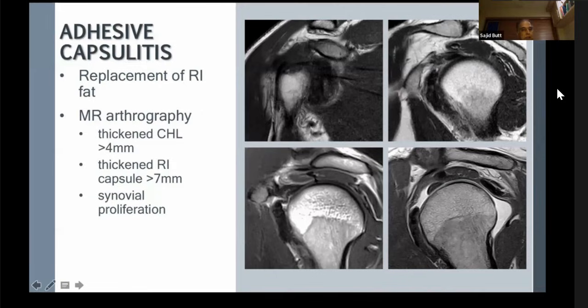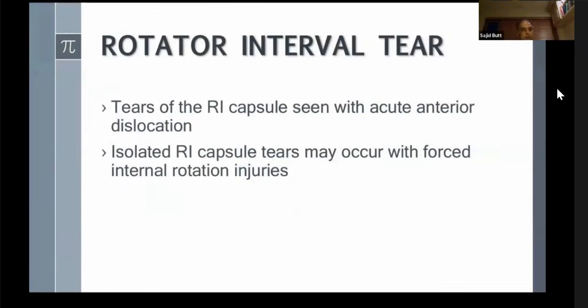Again, a sagittal image, same, supraspinatus, subscapularis, so much extra thickening of soft tissues. So once you get excessive thickening of the coracohumeral ligament beyond 4 millimeters, or you get the rotator interval capsule thickened by more than 7 millimeters, that's a positive sign for adhesive capsulitis.